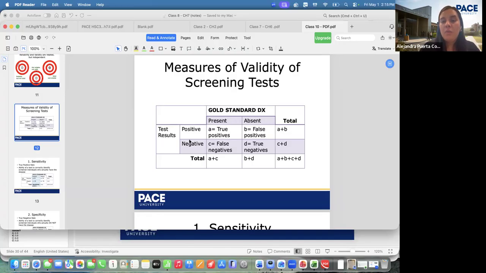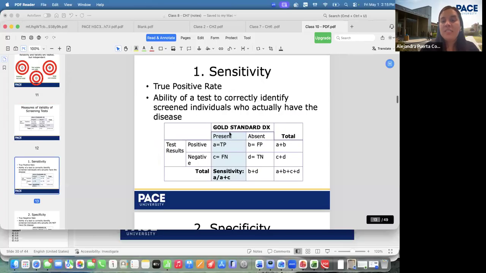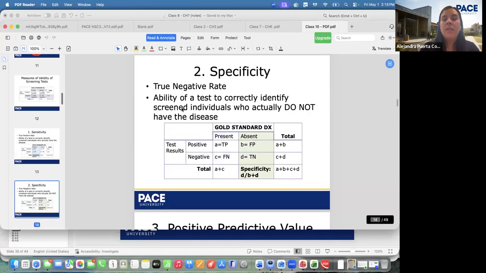And then I'm going to compare it with my test results. So sensitivity. Sensitivity will be the ability of a test to correctly identify screened individuals who actually have the disease. Who do I know who actually have the disease? With the gold standard, right? So it's going to be my true positives, people who tested positive within my test, and I'm going to compare it with all of those who really have the disease according to the gold standard, called true positive rate.